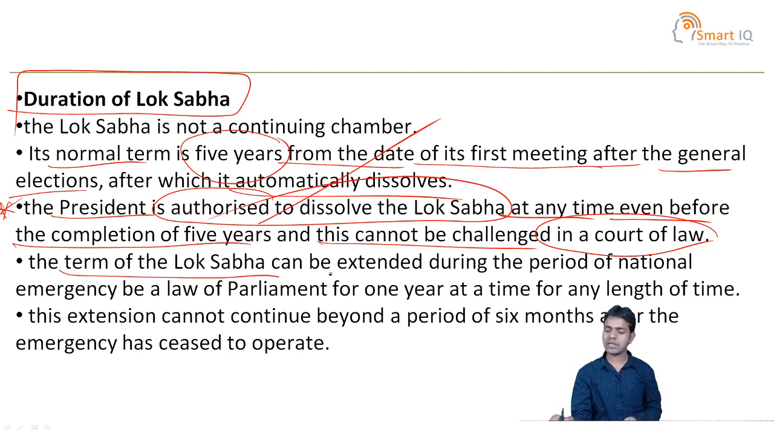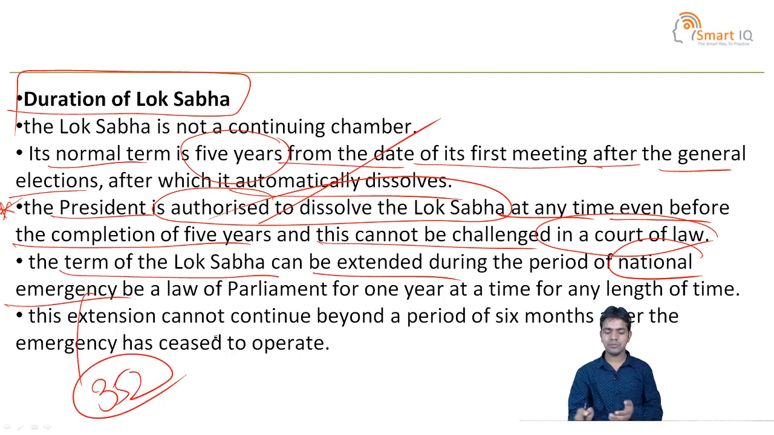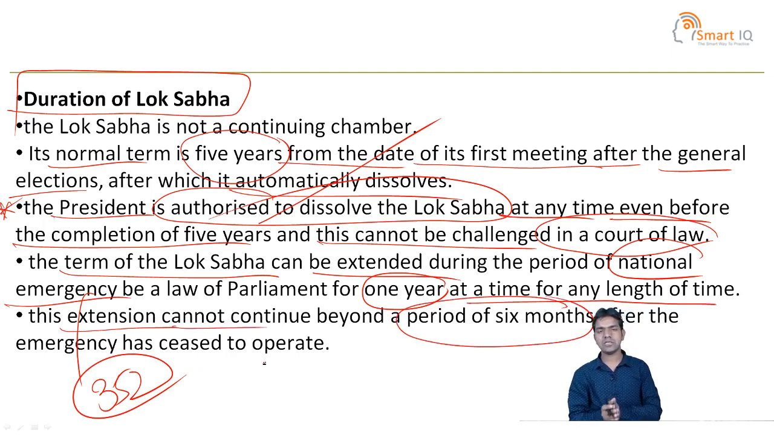The term of the Lok Sabha can be extended during the emergency period. Very important. The term of the Lok Sabha is extended during a national emergency under Article 352. The Parliament's term is extended up to 1 year at a time, and the extension cannot be continued beyond a period of 6 months after the emergency has ceased to operate. Whenever the emergency is withdrawn, it continues only up to 6 months.